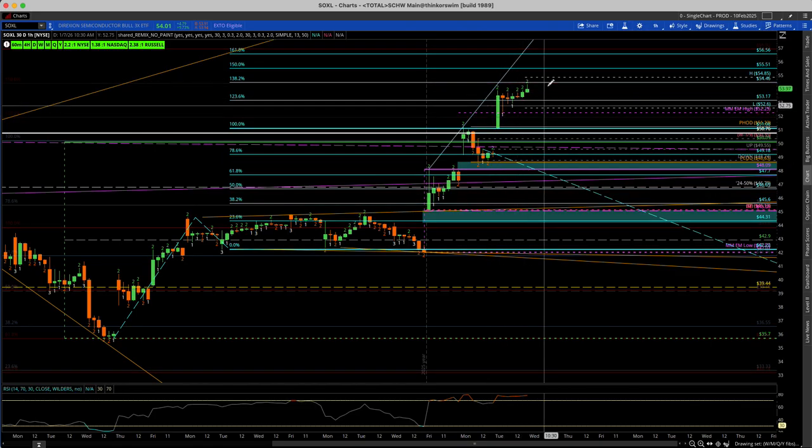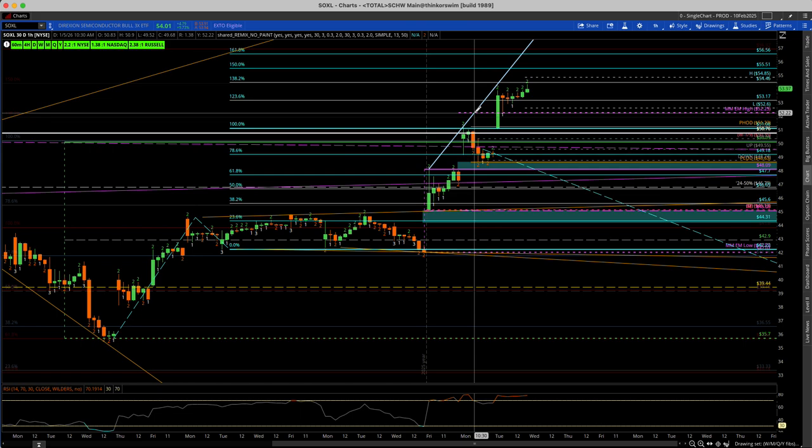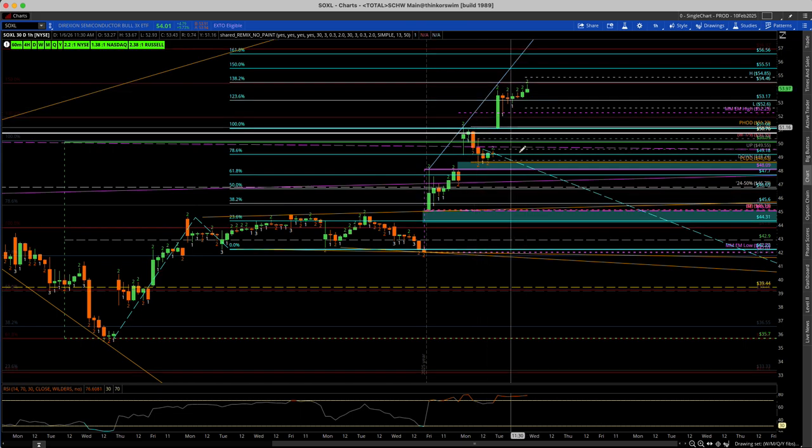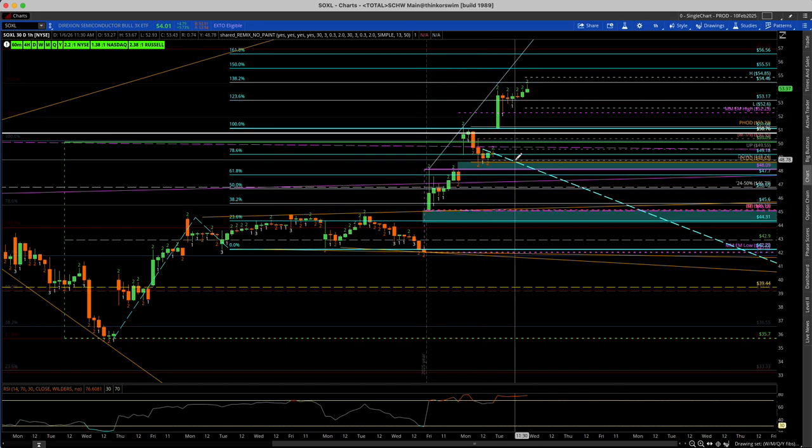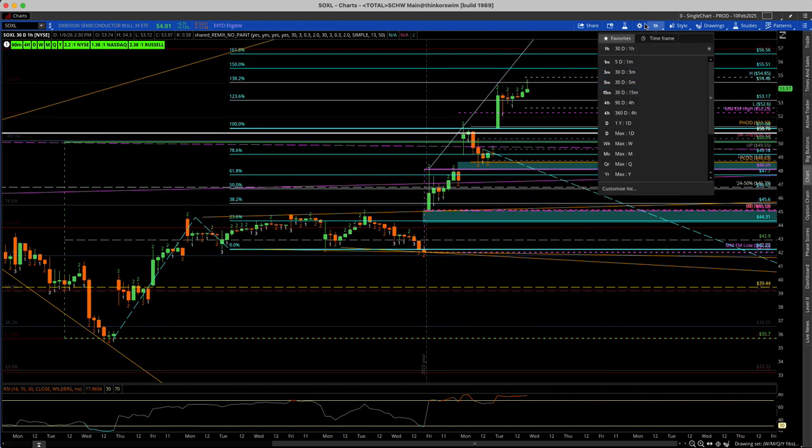Now we haven't got a 2 down on the 1 hour yet, so don't need to move this 1 hour broadening formation at this time. Obviously we beat that 15-minute downtrend line that we've got out there, so let's go ahead and look at the 15-minute.